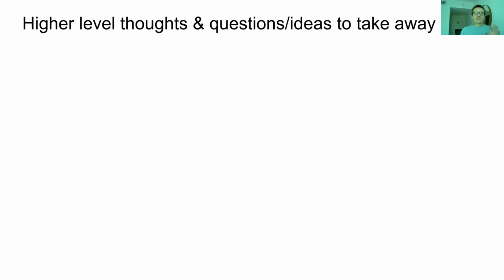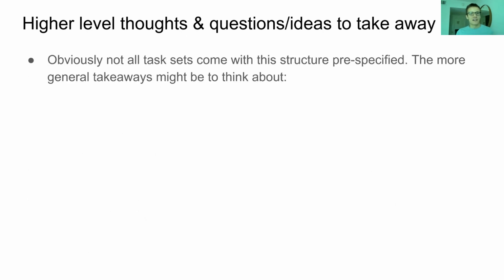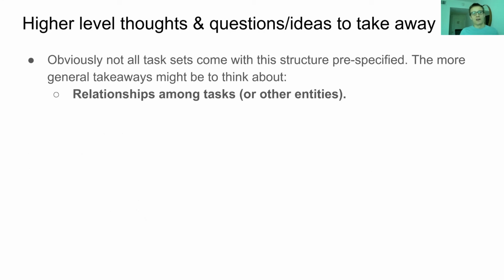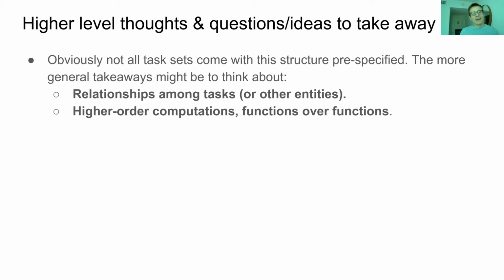Now, to step back and reflect on some of the higher level ideas here, obviously I'm making some very strong assumptions about the structure of the task space and what we know about that structure, what we can tell the model about that structure. And of course, in more realistic settings, it might not be the case that you have that kind of rich knowledge or supervision. And so the more general takeaways might be to think about relationships among tasks or other entities more broadly, and higher order computations or functions over functions more generally.